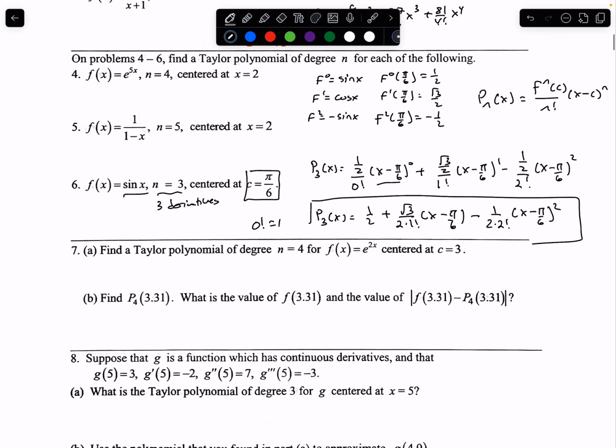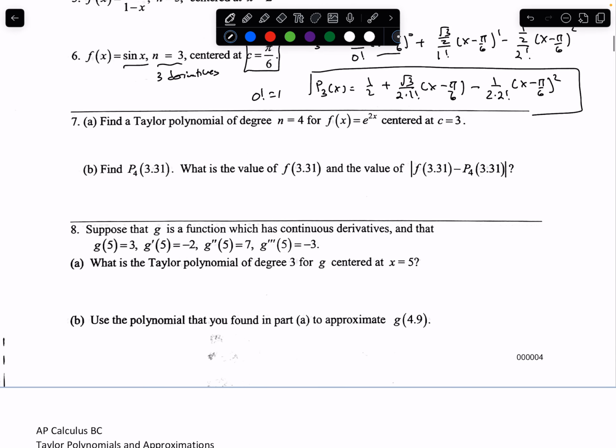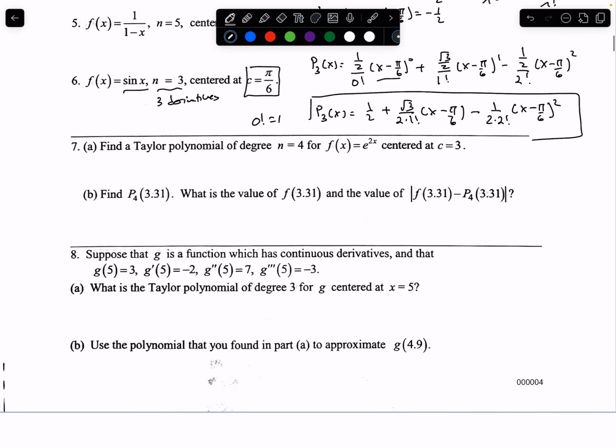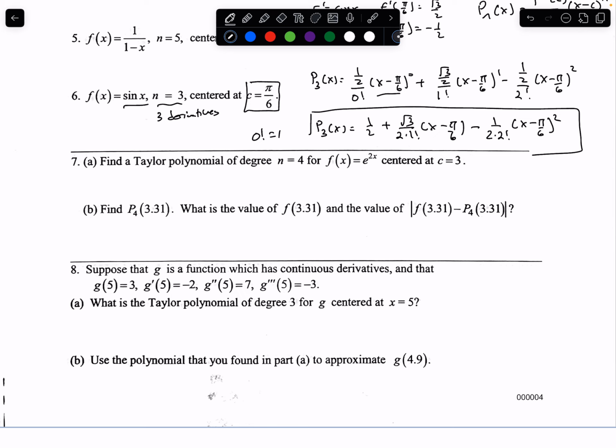All right. Let's take a look at one more here together. Number 8, the last one, number 8. Suppose that g is a function which has the following continuous derivatives. So they're telling me this is my initial g, that's my original value. There's my slope, -2. There's the value of our second derivative and the value of our third derivative. They want to write a Taylor polynomial of degree 3. So they're giving us n is 3 and centered at 5, so c is 5.